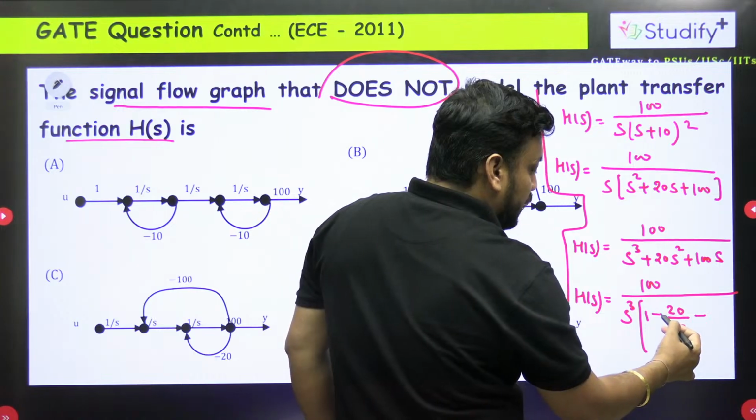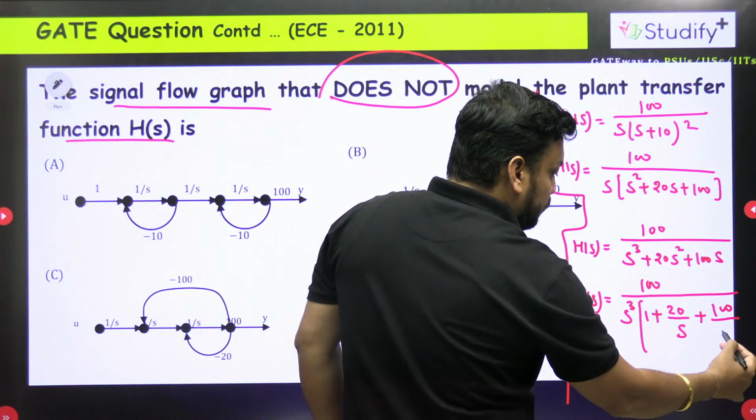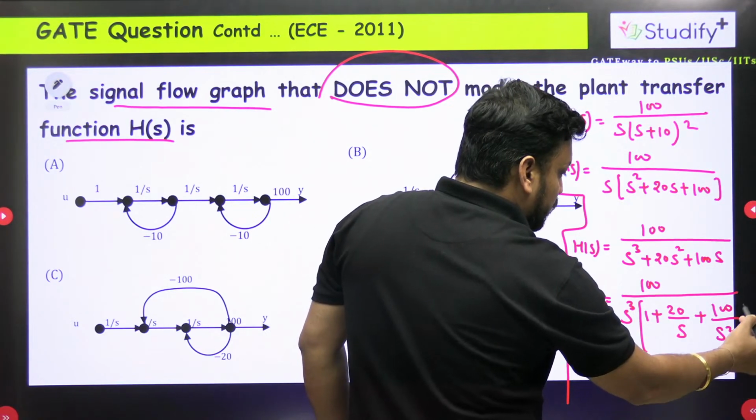What will you get inside? You will get 1 plus 20 upon s plus 100 upon s square, so is it s? Here there is plus plus actually, no problem. So it should be 100 upon s cube. Check once.